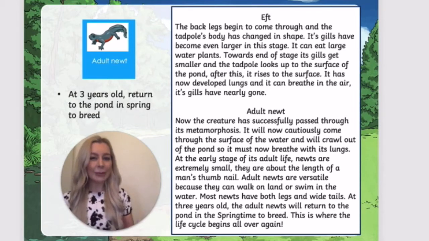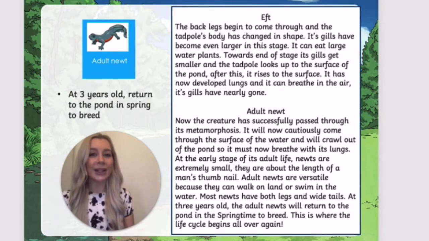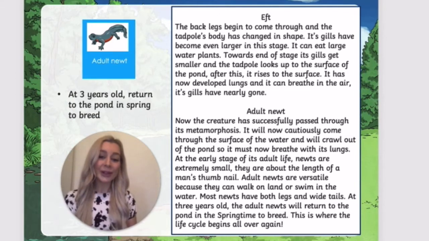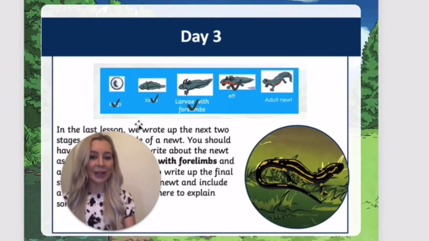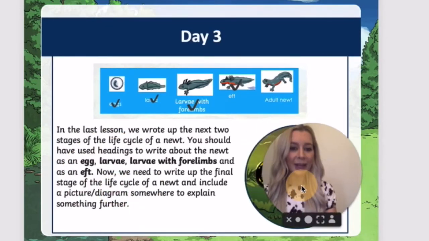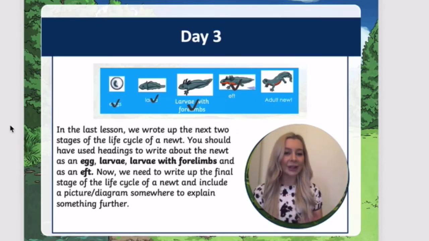Again, putting in springtime is letting the reader know when that's going to happen. At 3 years old, the adult newts will return to the pond in the springtime to breed. This is where the life cycle begins all over again. So, if you look back to our picture, all of the stages on here, you'll be able to see that the life cycle at this point will begin again, and that's a nice thing to end on.